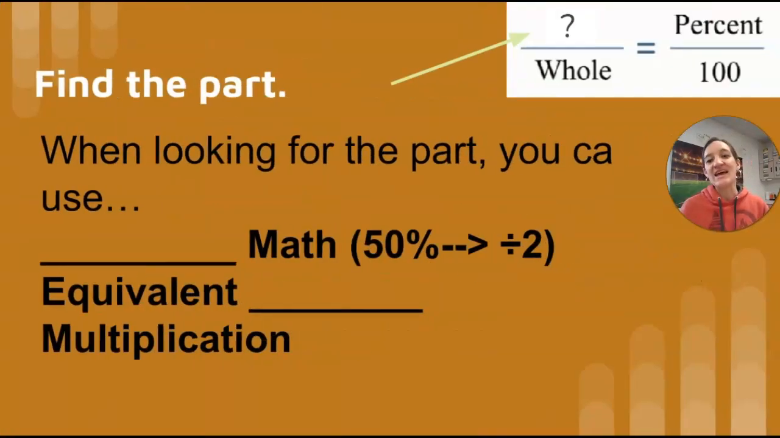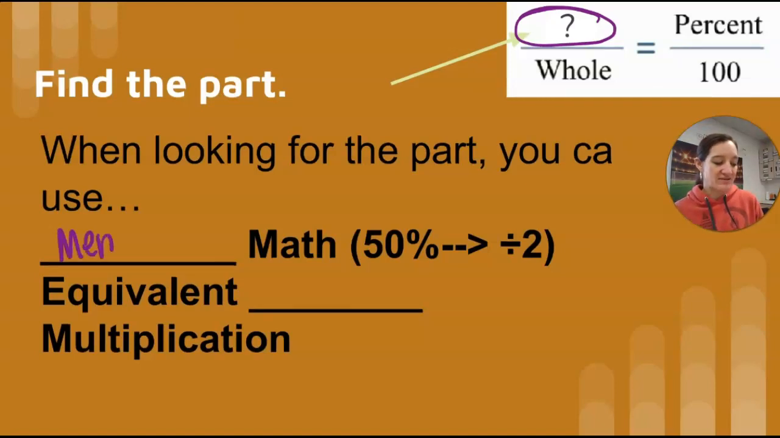So what we're doing today is we are looking at problems where we have to find the part. We know the percent, we know the whole number, but we don't know the part. I've already taught you 2 ways to find these. The first way is using mental math. Do you remember those tricks where if you want to find 50% of any number, we just divide by 2, or 25% of any number, we divide it into 4, or 10% of a number, we just divide it by 10. Remember those? So that's the first strategy.